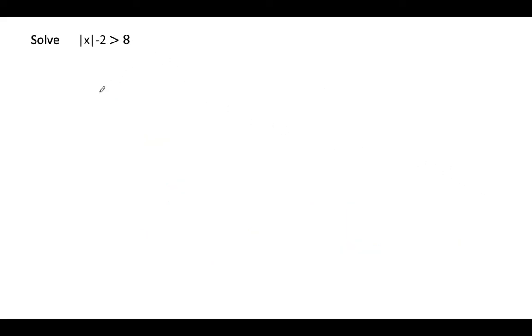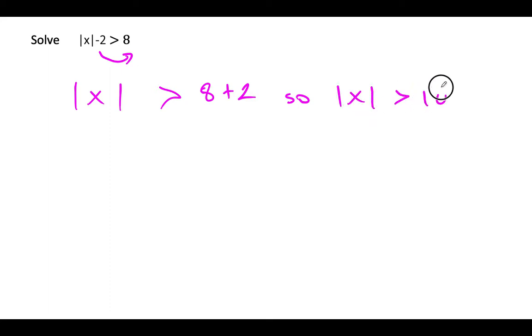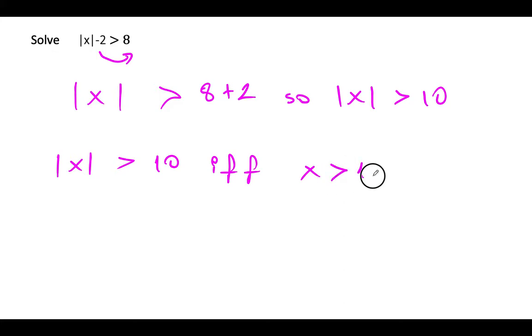Now, what about this? First of all, let us get only the absolute value by taking the negative to the other side. And then by using the rule, absolute value of x is greater than 10 if and only if x is greater than 10 or x is less than negative 10. This was our rule. So if x is greater than 10, x is greater than 10. If x is less than negative 10, x is less than negative 10. How can I show this? So I can show this like this.